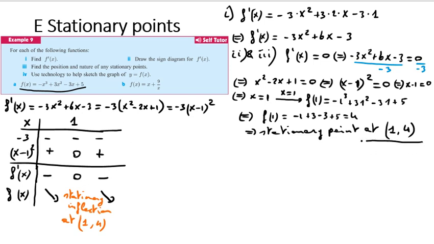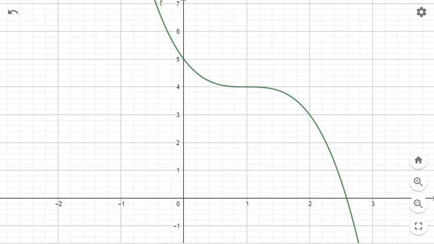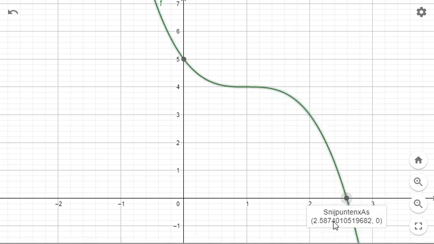For the last part of the question, we have to sketch the graph of f of x using technology, so we can do that on GeoGebra. Okay, let's go to GeoGebra. If you go to GeoGebra, then we will see that it looks like this. And here we can see the inflection point. The point has coordinates 1, 4. We can see that the y-intercept is at 5 and the x-intercept is at 2.58, somewhere between 2 and 3.